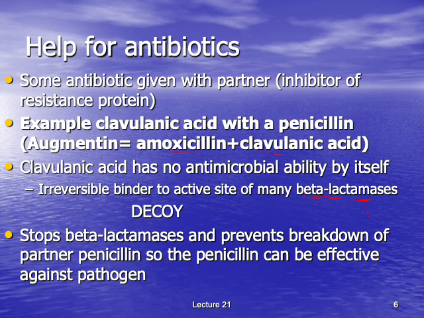All right, so the bacterium might have been originally resistant to penicillin because of its beta-lactamase, but clavulanic acid kind of nullifies the beta-lactamase. Now that doesn't work on all beta-lactamases, but it does on some types of beta-lactamases from some resistant cells.